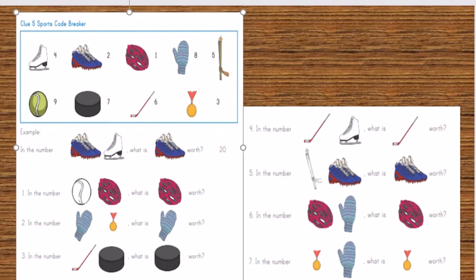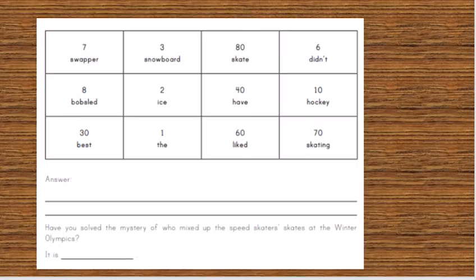So in the example, the shoes would equal 2, which is in the tens place, so it would be equal to 20. So you're going to solve each one of these 1 through 7, and then move on to the next. Pause and start your video again. Now, using your answers, you're going to find the words and make a sentence.